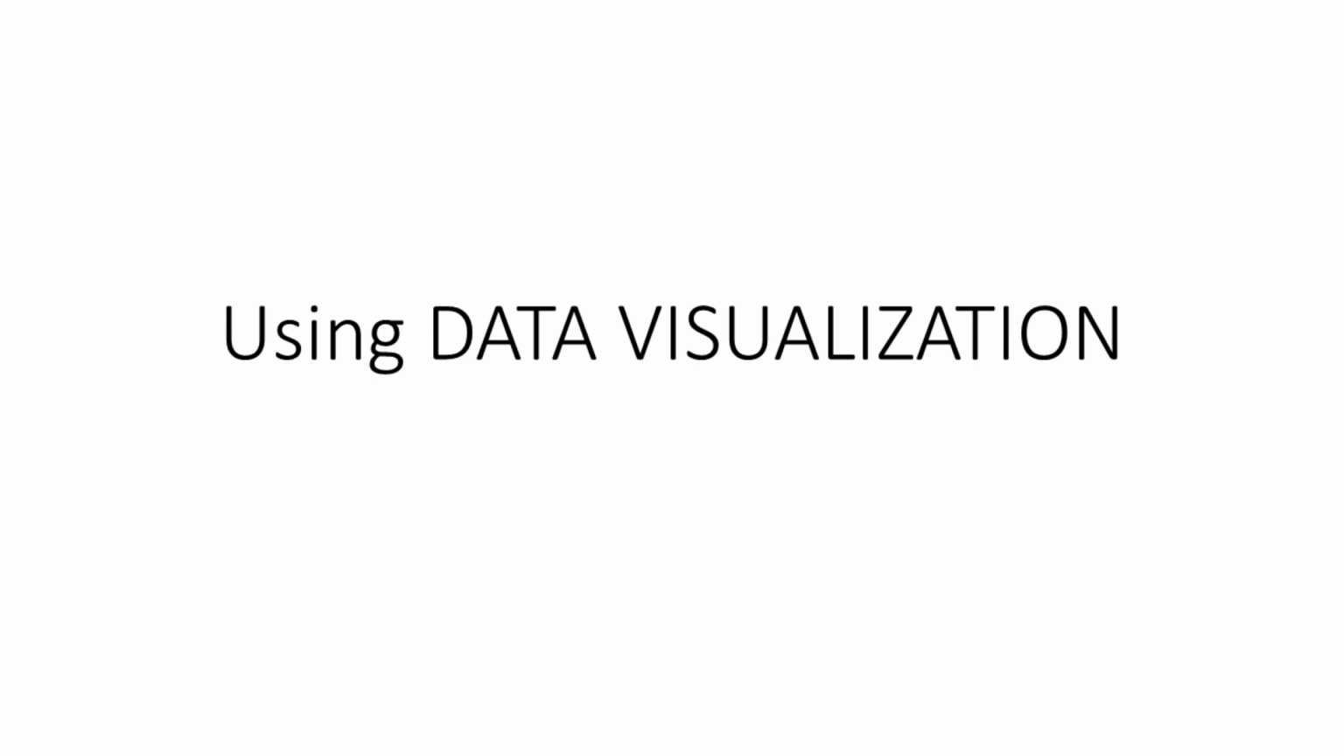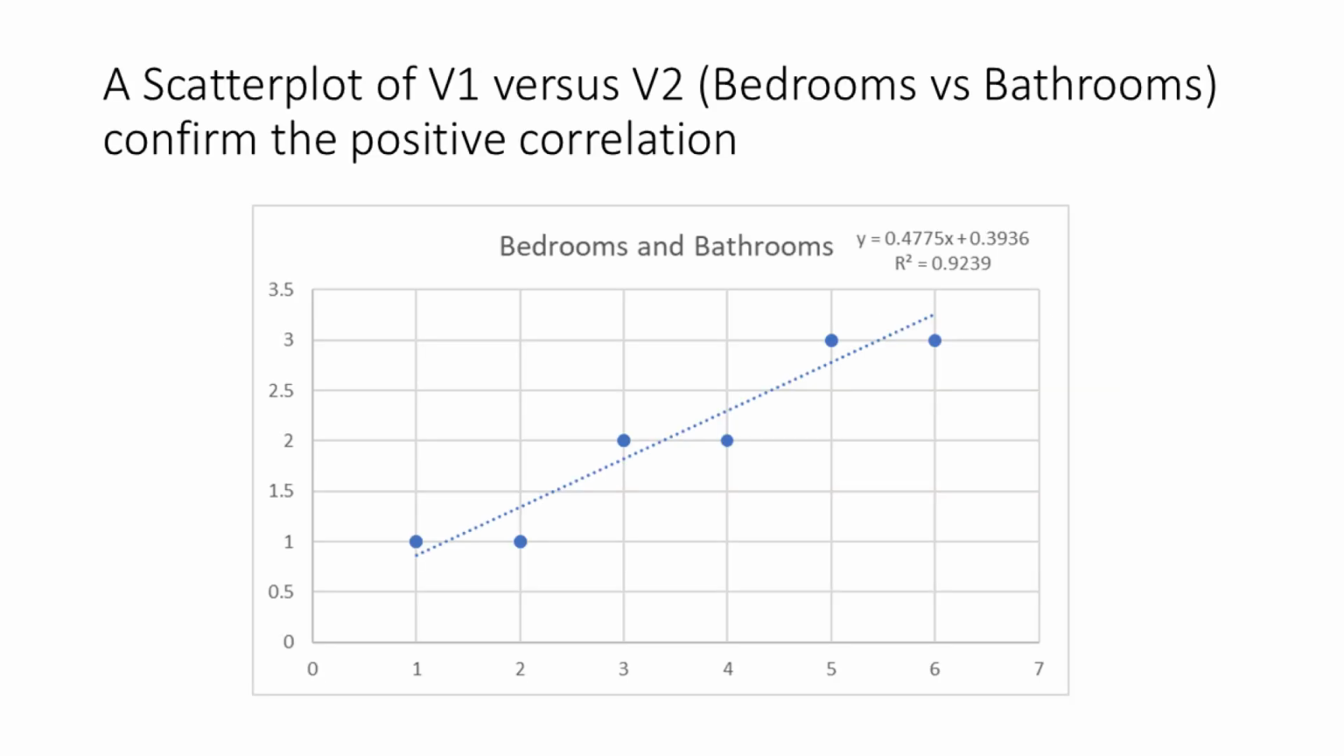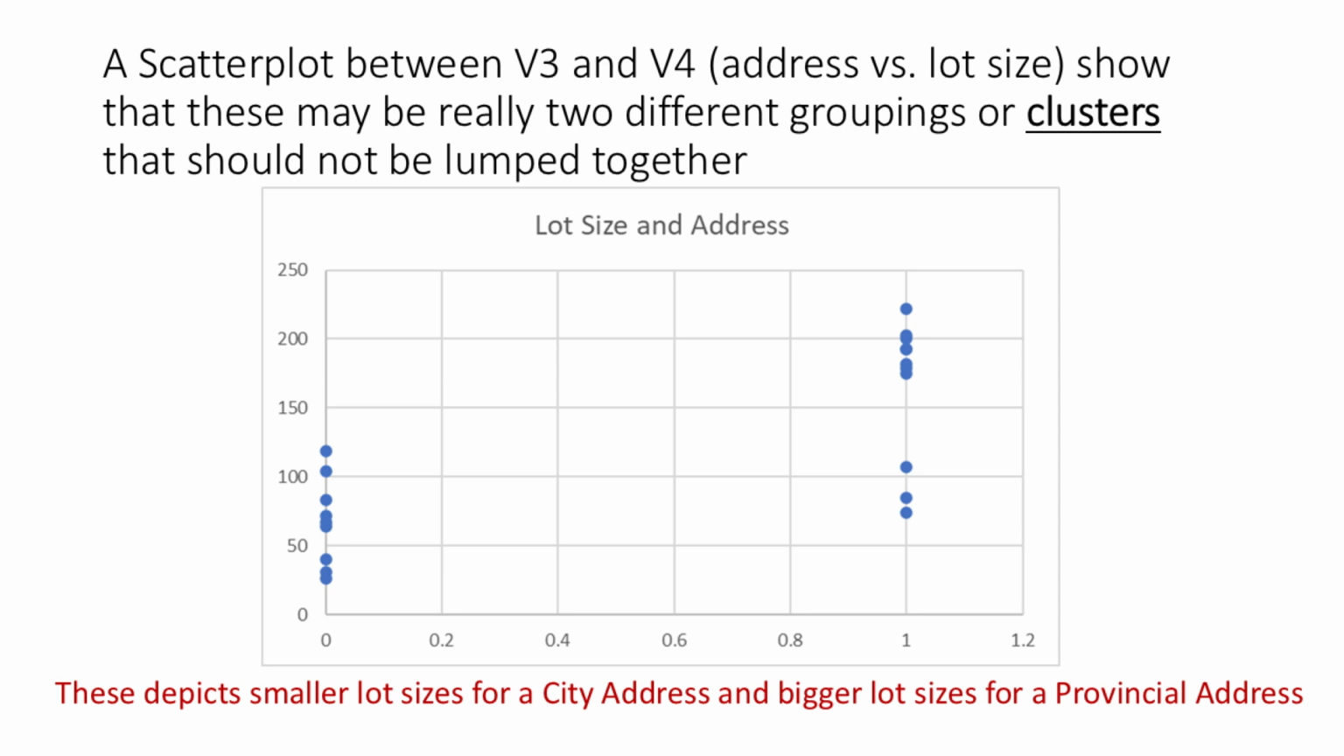Let's do some data visualization. Starting with scatter plots, we can see here that V1 and V2 are positively correlated as discussed before. However, a review of the scatter plot of V3 versus V4 shows that they appear to be really two separate groups or clusters because they have two separate centers, although there is some overlap in terms of the spread of the lot sizes. In general though, the lot sizes are smaller for 0, meaning cities, while the lot sizes are bigger for 1, or provincial addresses.